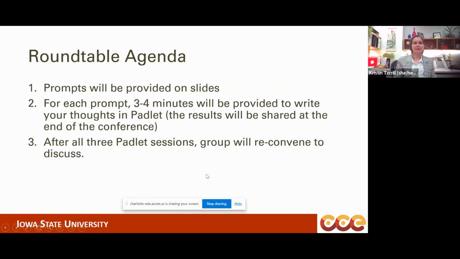The agenda for this roundtable is I'm going to give you a couple more slides. Each one has a prompt and a link to our input webpage, which is called Padlet. For each prompt, I'm going to give you 3 to 4 minutes so that you can write your thoughts in the Padlet. And then after all 3 sessions, we are going to come back together so that we can discuss synchronously, collectively. We can have more of a back and forth talk about what people are entering into that Padlet. So let's go ahead and get started, and I'm going to hand the virtual microphone back over to my colleague, Lily.